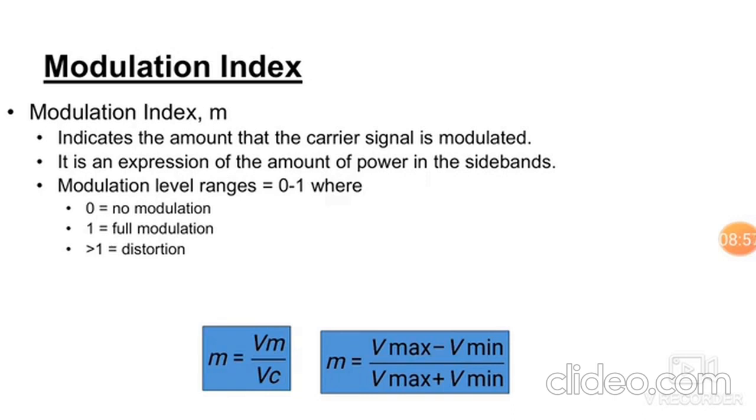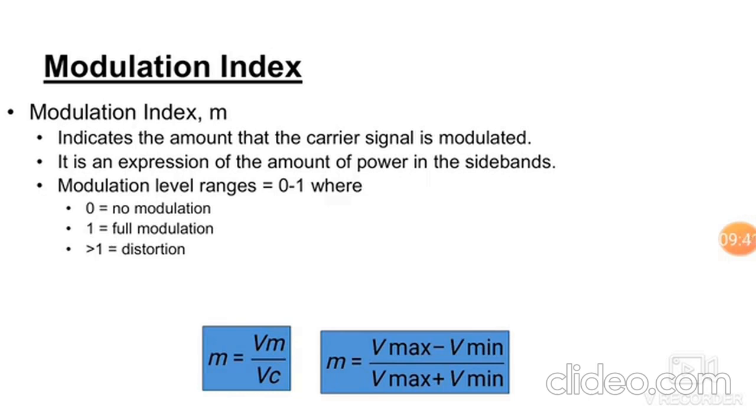After modulation, the signal will have the modulation index m. The modulation index m is represented as Vm by Vc. As we said earlier, Vm is the amplitude of the modulating signal or message signal, Vc is the amplitude of the carrier signal, and this modulation index m can also be represented as Vmax minus Vminimum divided by Vmax plus Vminimum, where Vmax is the maximum amplitude and Vminimum is the minimum amplitude of the signal we received at the output side, and always the modulation index is between 0 and 1.